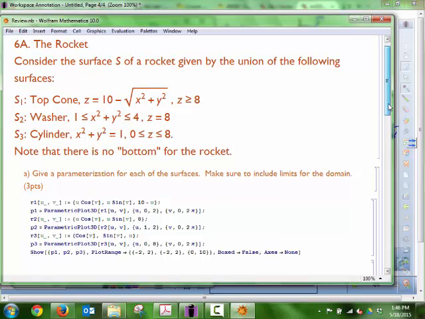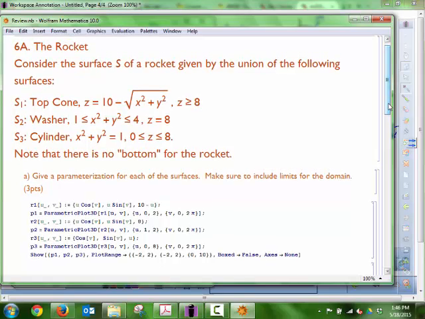So, in place of a flashlight, I used a rocket last year. So here's my problem here. I have a rocket made up of three surfaces. The top is a cone, and then I have a washer connecting that cone, and then from the washer I have a cylinder.